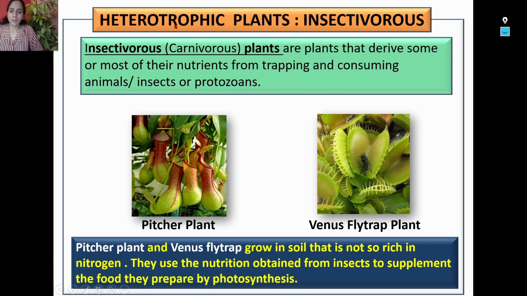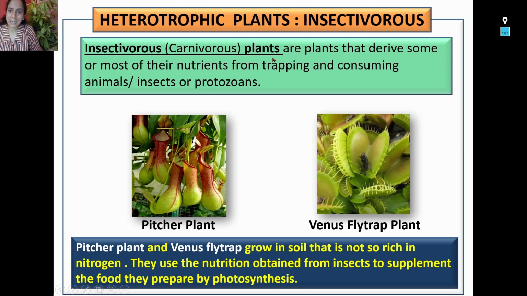Next, the next category of heterotrophic plants is insectivorous plants. And viewers, I must say this is the most fascinating part of the heterotrophic mode of nutrition in plants as far as I'm concerned, because when I was a student, I was scared of such pictures. I was thinking that they might eat me. They might eat human beings. But my viewers know these plants are very small and human beings are very large. They can only eat small insects.